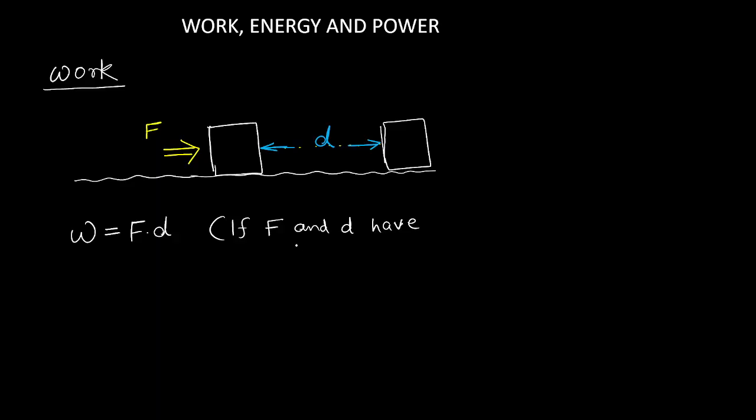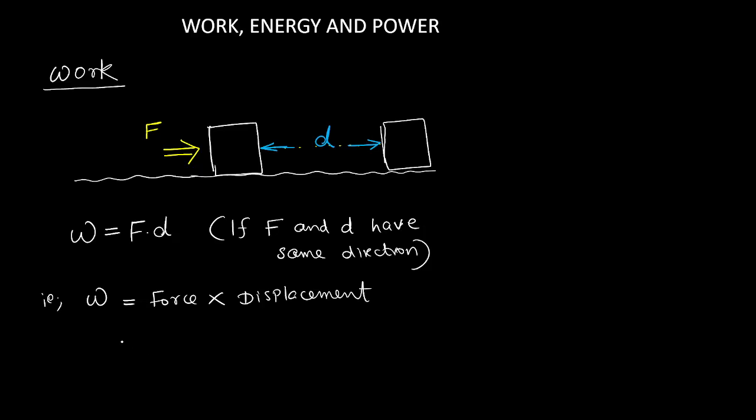If they have different directions, there is a small change in the formula. I will discuss it, don't worry. If F and D have the same direction, work is equal to force into displacement. Work is equal to force into displacement. This is the way we define work.